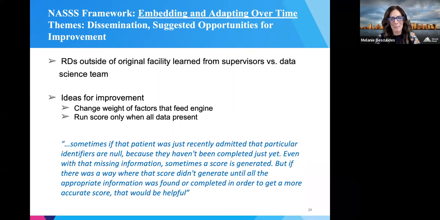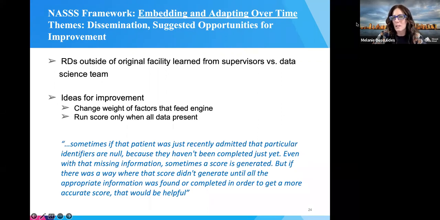And of course, I think this goes to show that they don't understand decision trees. And then they wanted the score only run when all data were present. So I'll just read this quote to you. "Sometimes if that patient was just recently admitted, the particular identifiers were null because they haven't been completed just yet. Even with the missing information, sometimes a score is generated. But if there was a way that the score didn't generate until all of the appropriate information was found or completed in order to get more accurate score, that would be helpful."